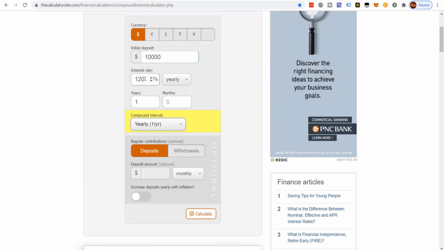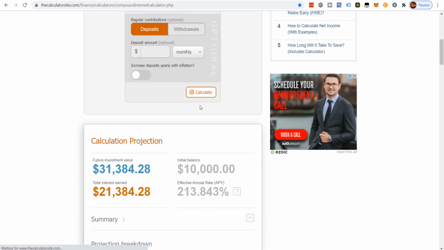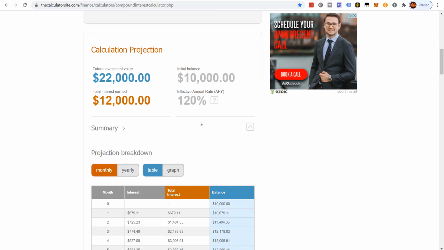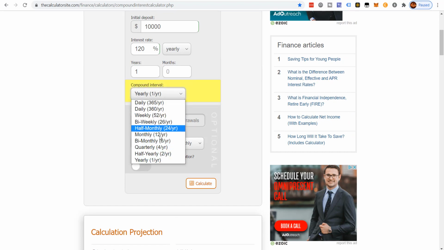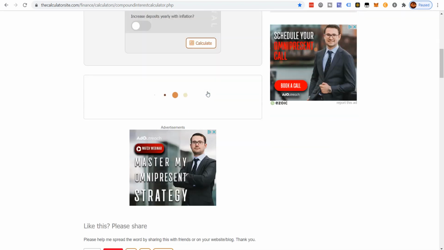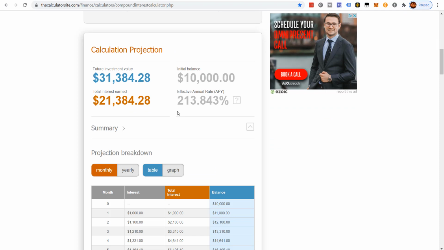Basically, another way to think about it is the APR is just a pure interest rate, or the simple interest rate. Yearly, your APY is the same as yearly, 120%. One more time, monthly, just so you can see this. Significant difference in your earnings. Compound interest, ladies and gentlemen.